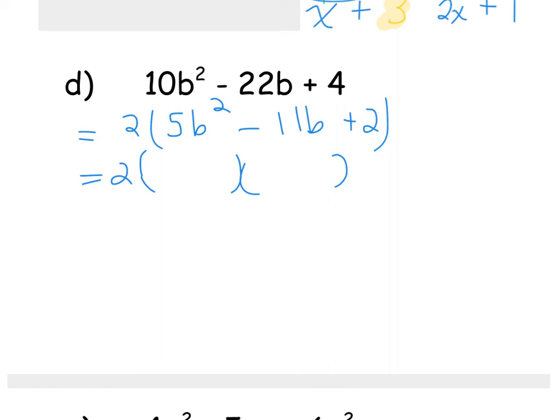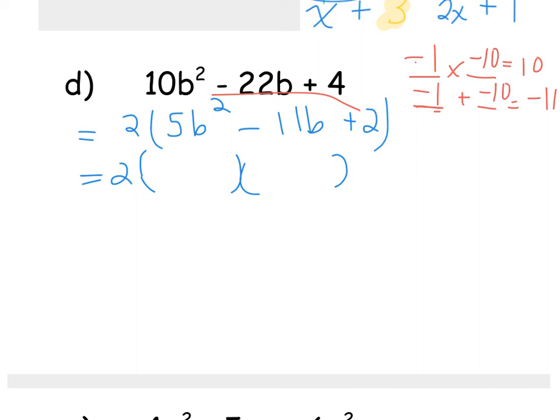So back to business. I know that I'm looking for two numbers that will multiply to give me 5 times 2, or 10, and two numbers that will add to give me negative 11. And so I'm looking at this and I'm thinking negative 1 and negative 10. Negative 1 and negative 10, and yes, that works.